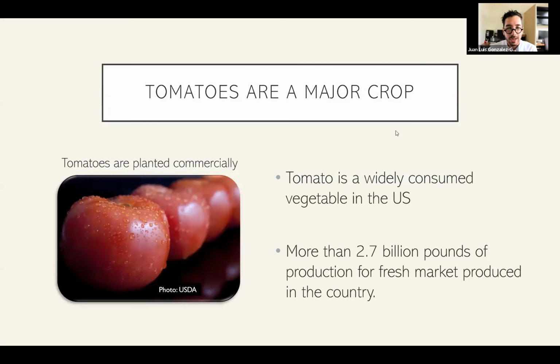So tomatoes are a major crop that's evident for everyone, and they are planted commercially here in the United States as well as around the world. Here in the country, production goes up to 2.7 billion pounds that goes mostly for fresh market, making tomato one of the most widely consumed vegetables locally.